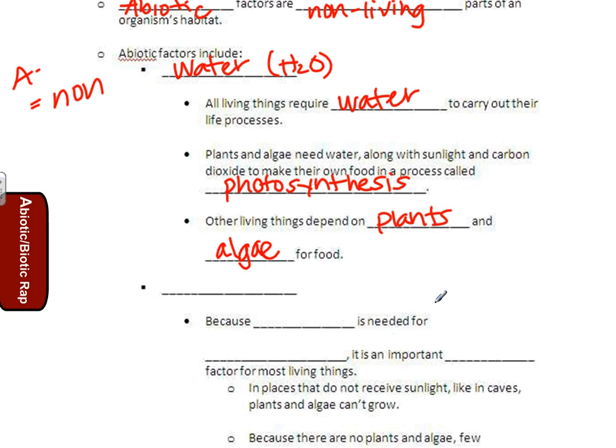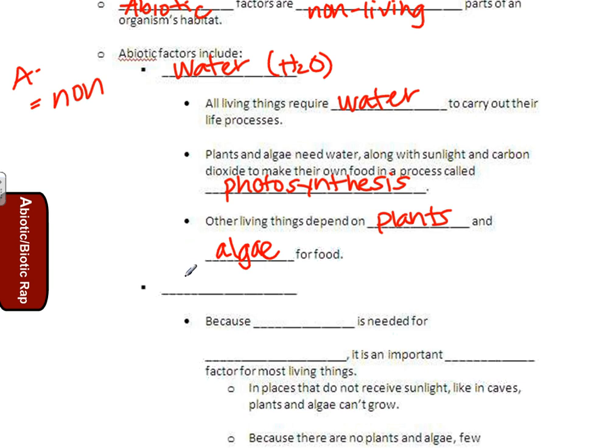So it is very important that we have those abiotic factors like water and also sunlight that we'll talk about in a moment for photosynthesis. So that way we have those plants and algae that allow organisms to live.